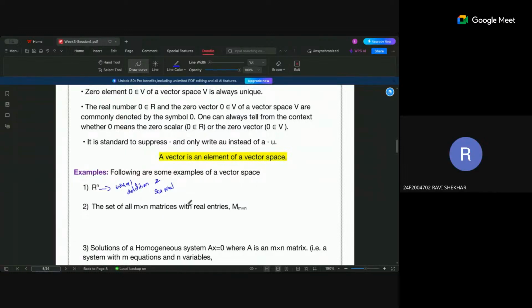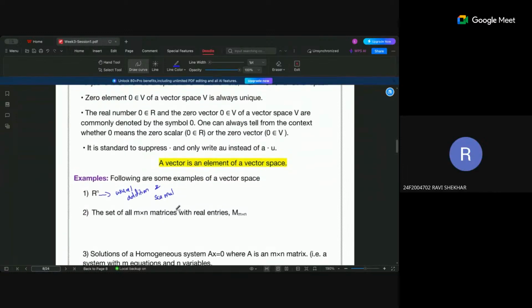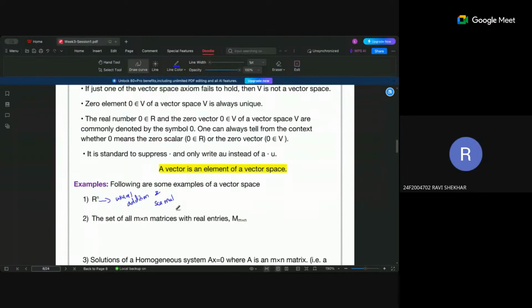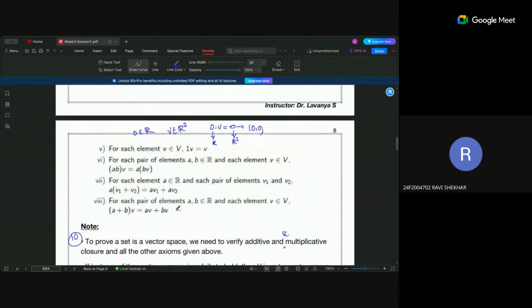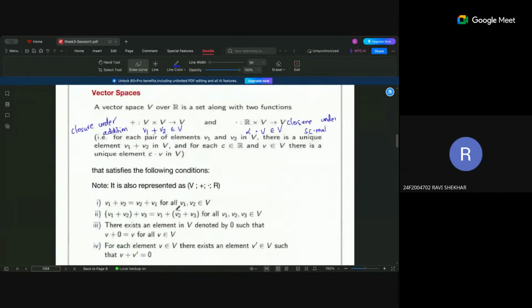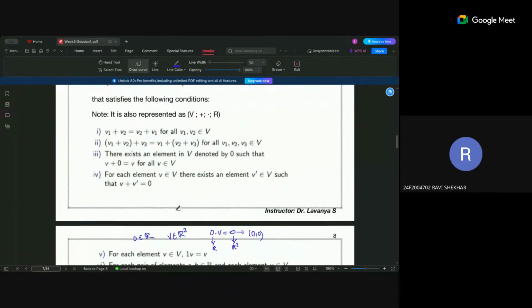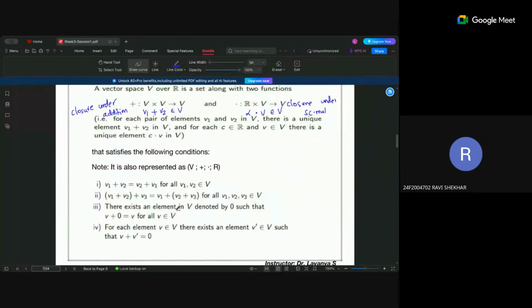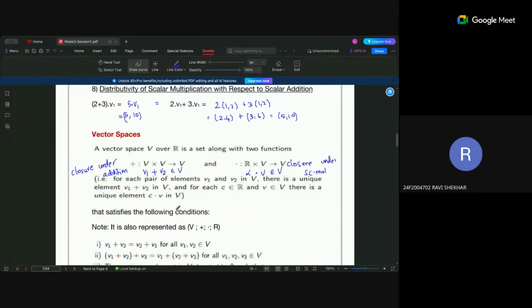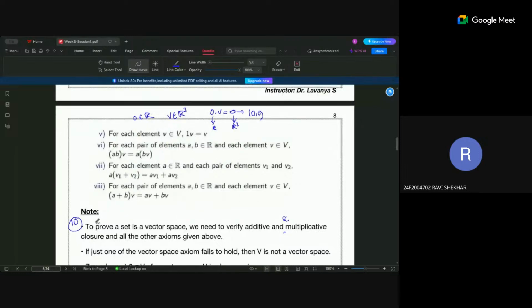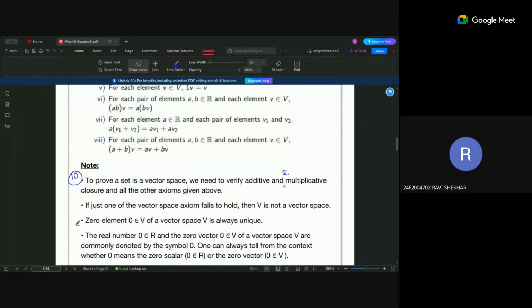Ma'am, can you scroll a bit? The place where we have written 10. Below that, you have written specifically the number 10. Oh, this one. Yeah, ma'am, what is that? I'm talking about 10 conditions here. There are 10 conditions for a vector space, including the 8 axioms.